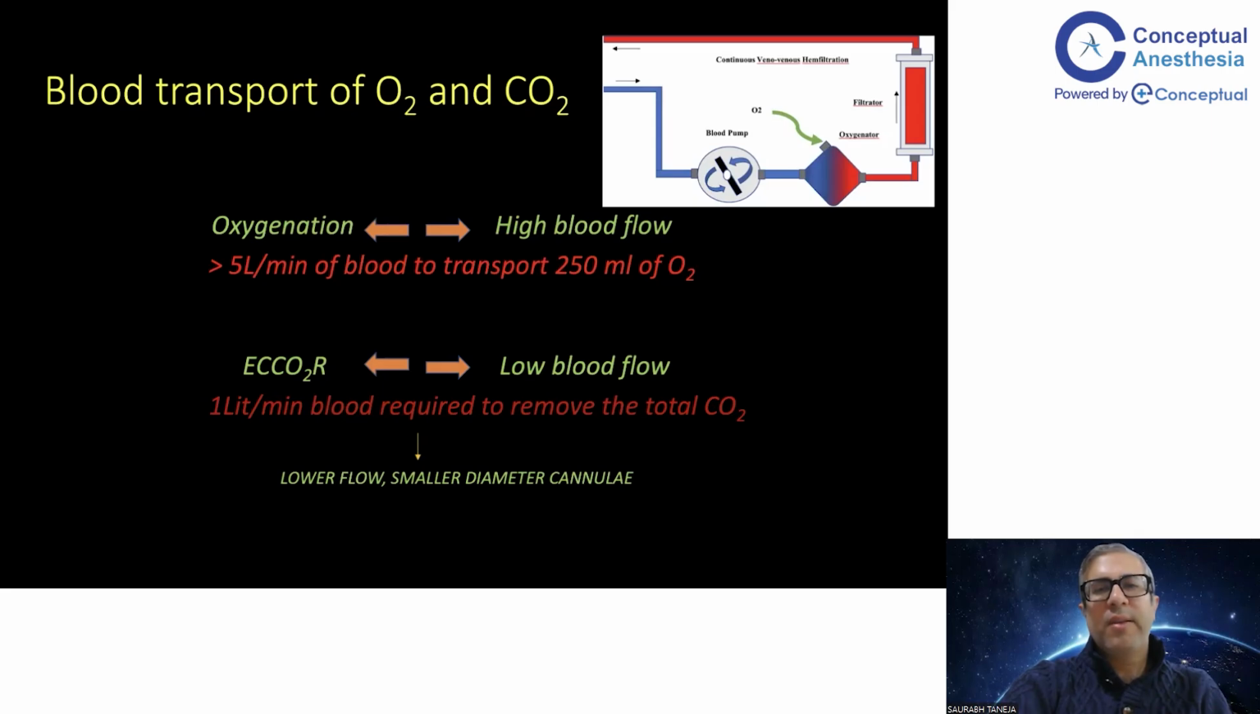On the top, you can see the circuit. The blue blood is coming out of the patient through the venous cannula. Then there is a blood pump. Next to the blood pump is the oxygenator, and then the filtration is there. And if you require a CRRT machine, it is added, and then the blood goes back to the patient.